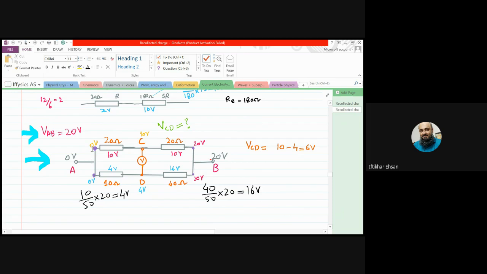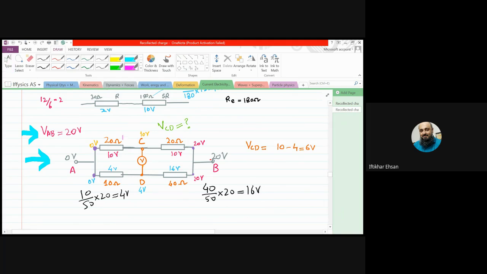How would we do this? We have two paths, one this upper one in series, the other path is this one, right? Clear? So when we see the upper path, here we have two equal resistors, and this whole path is receiving 20 volt.